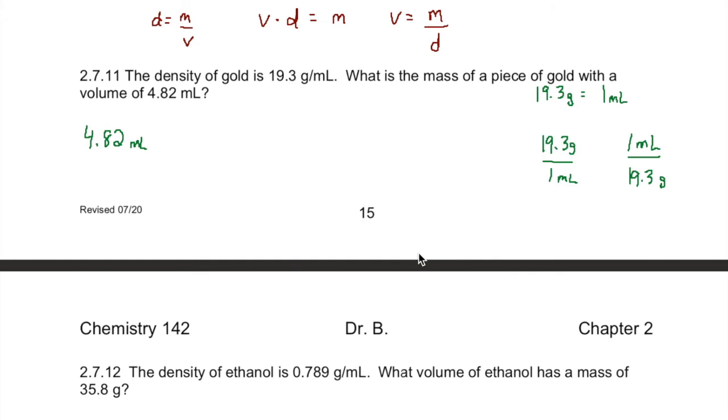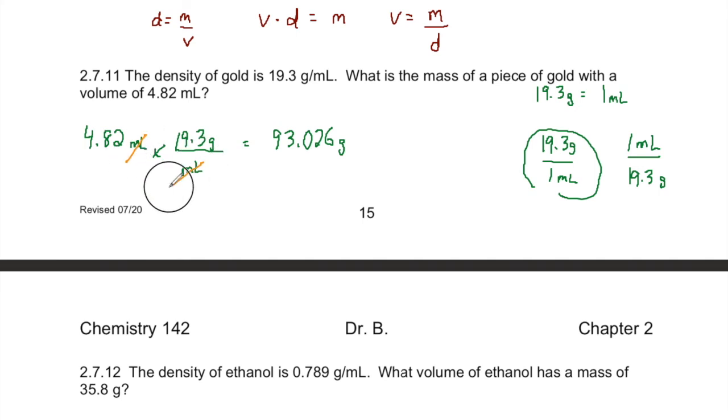For these next few problems that are converting either volume to mass or mass to volume, I'm going to be using the density as a conversion factor, but if you want to use one of these formulas, you can do it that way as well. The density relates 1 milliliter to 19.3 grams in the case of gold, and so these are the 2 possible conversion factors you can write for gold. We want to use this one so that we can cancel milliliters.